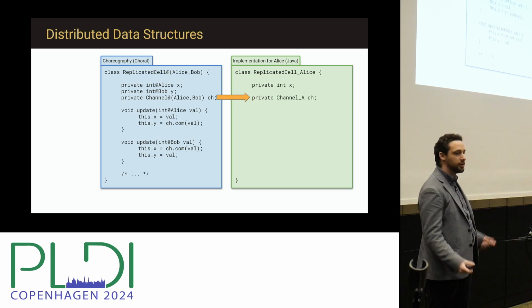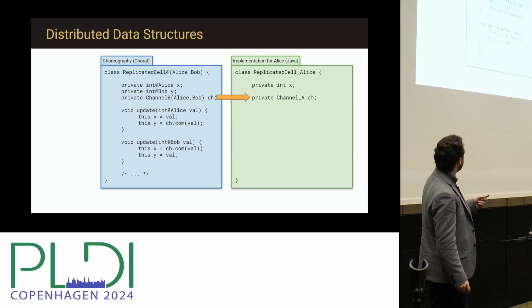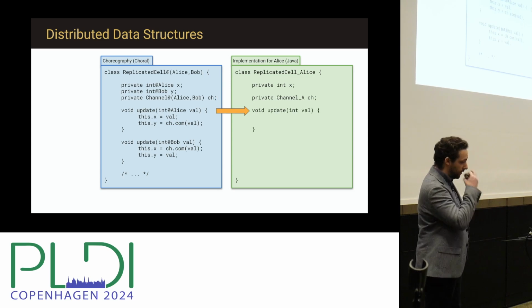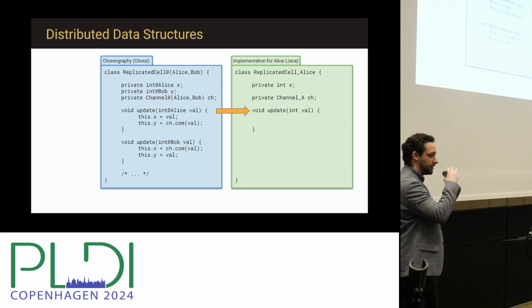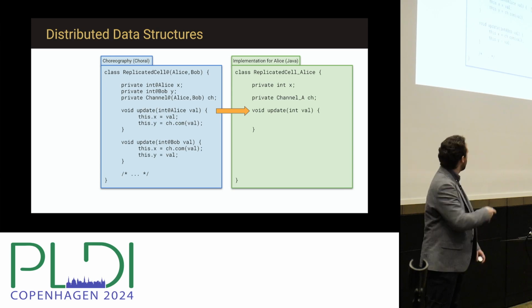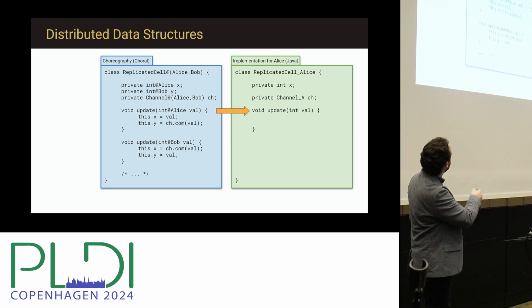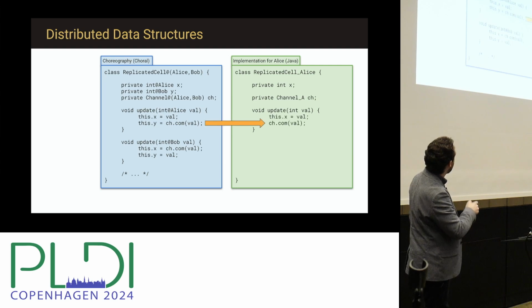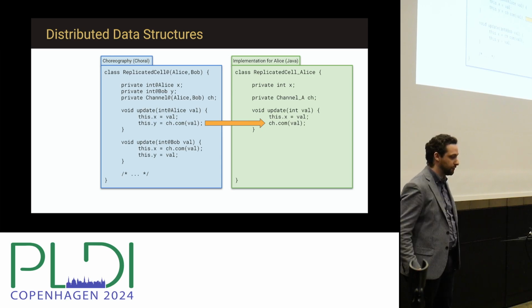They share a channel in order to share updates to these replicated data. And for that, they have a specific channel. Then methods. Here we have an example, a method that allows Alice to update its value at this line, and then communicating the value to Bob that will update its field.